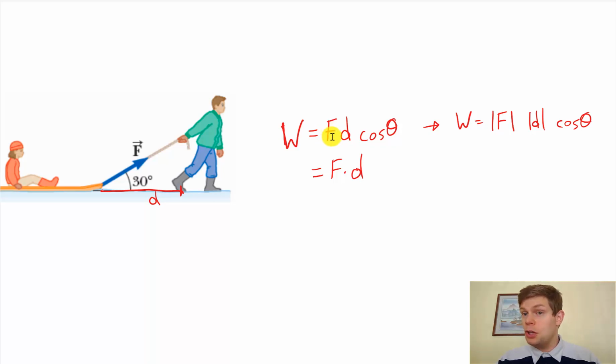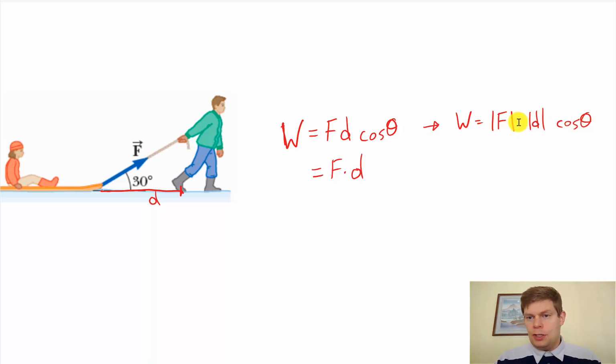Any component of force not in the direction of displacement does no work. So we want to find the projection of force in the direction of displacement, the component of it in that direction, and then multiply the two things together. Basically, we're finding the length of the force vector, which we usually just call F, times the length of the displacement vector times cos of the angle between them.